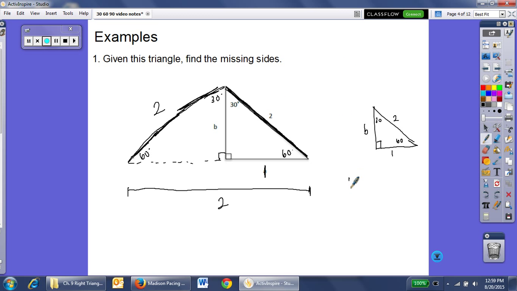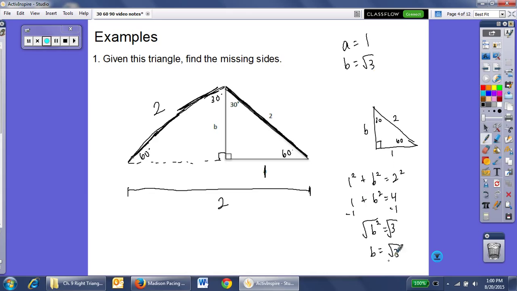So we get 1 squared plus B squared equals 2 squared. 1 squared is 1, plus B squared equals 2 squared is 4. We can subtract 1 on both sides, so we get B squared equals 3. Now take the square root of both sides to get rid of that squared part, and we get B equals the square root of 3. Great, so our final answer would be that A equals 1, and B equals the square root of 3, since we solved that part using the Pythagorean theorem.